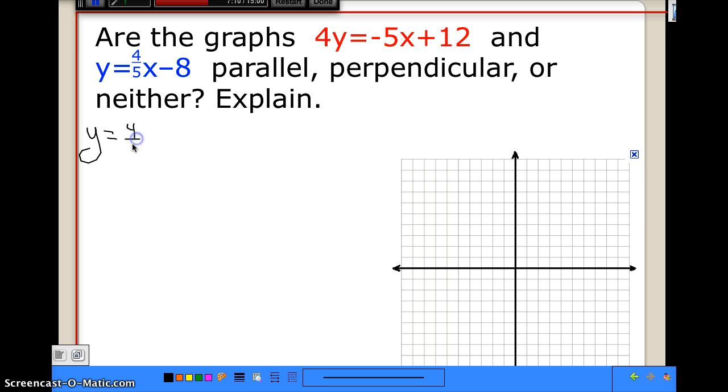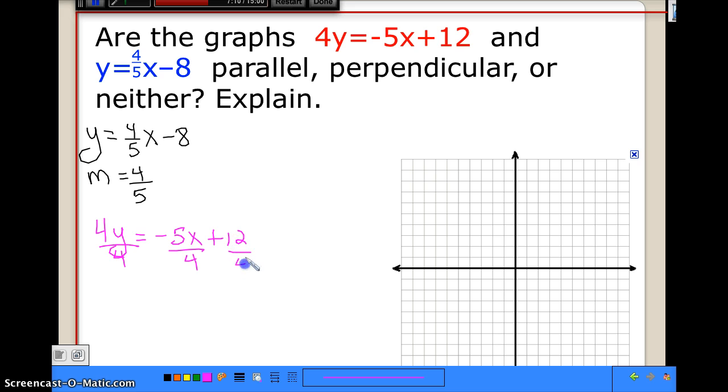y is equal to 4/5 x minus 8. We know that this is in slope-intercept form, so we know the slope of this one is 4/5. If you look at the first equation, which is 4y is equal to -5x plus 12, this is not in any particular form. We can put it into slope-intercept form by dividing everything by 4. That would give me y is equal to -5x over 4 plus 12 divided by 4 is 3. So the slope of this one is equal to -5 over 4.